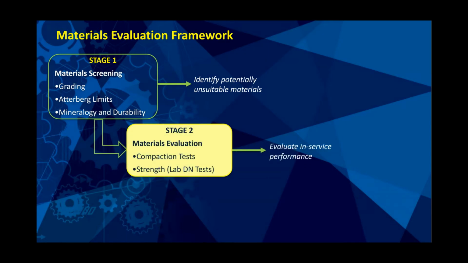Stage 2 comprises the standard compaction test to determine the maximum dry density and the optimum moisture content of the materials, and the laboratory DN test, which will determine if the materials are strong enough for use in the respective pavement layers as specified by the DCP-DN design catalog.